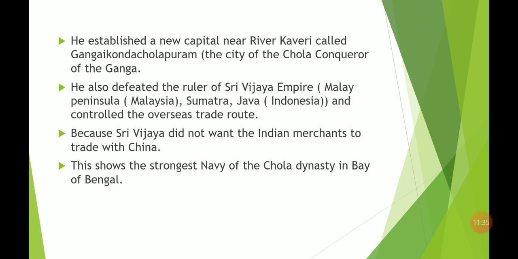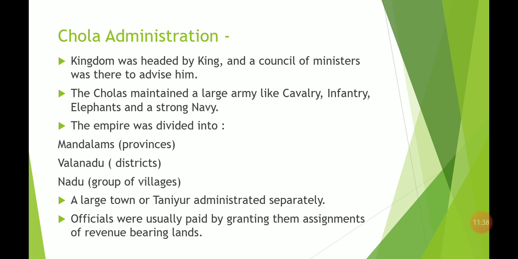Now in the next topic we have to read about the administration of the Cholas. How were the Cholas able to rule? Who is the head, and how were the cities, villages or states divided? That we have to see, as we have read in the previous video also. The kingdom was headed by the king, the superior head, and he was assisted or advised by a council of ministers. The council of ministers helped him to rule the empire.